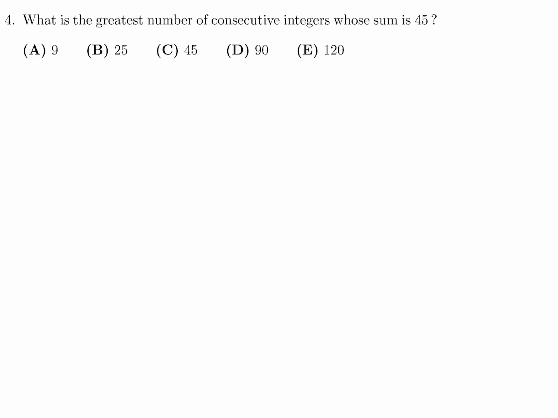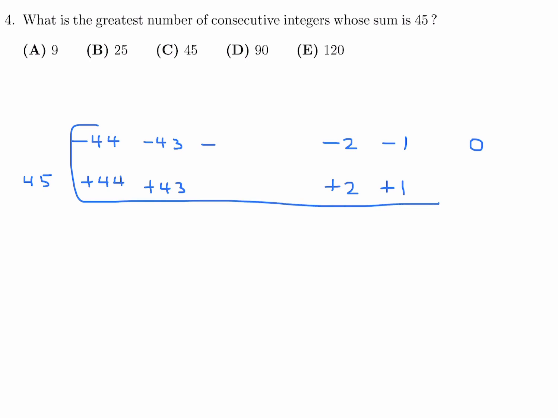What is the greatest number of consecutive integers whose sum is 45? Well, if you go minus 44, minus 43, and so on, all the way down to minus 2, minus 1, and then you get to 0, and then you start adding the other way, plus 1, plus 2, all the way up until plus 43, plus 44, and then a plus 45. All of these, you'll see, cancel out. And the only thing you're left with is 0 and 45. That would, of course, add up to 45.